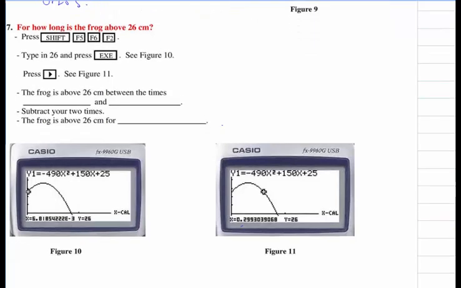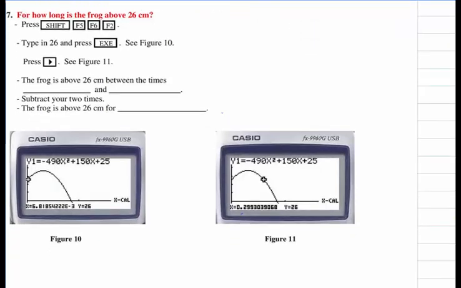We want to determine how long the frog is above 26 centimeters. Okay, now I know this is not on the actual list of questions that you're given for example 3, but it will show up on a quiz or a test, so we're going to work it out on this problem. So 26 centimeters is the height. Okay, that's the y variable. They're saying if y is 26, then what is x?